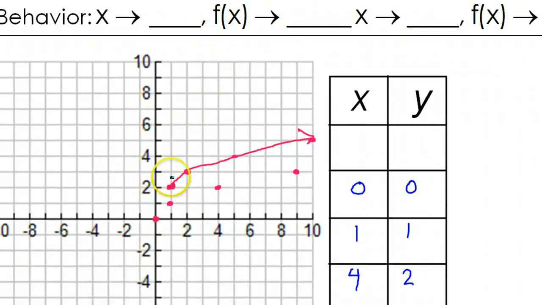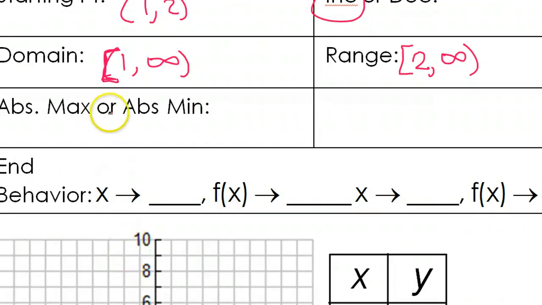Alright, is there an absolute max or an absolute min? There is no absolute max because it keeps going up forever. But the absolute min, the lowest value, is 2. Okay, so the absolute min is 2, and absolute max, there is none.